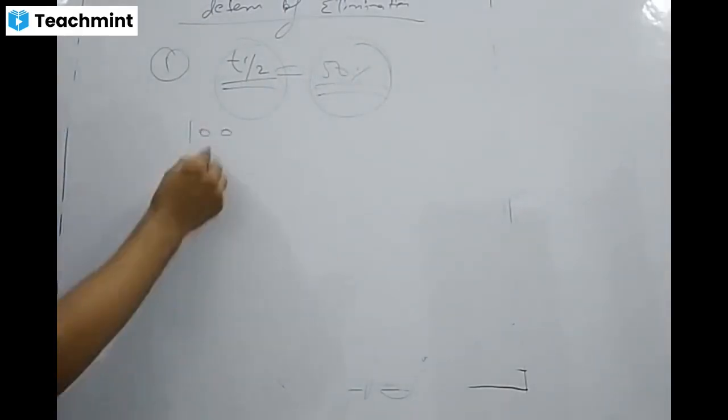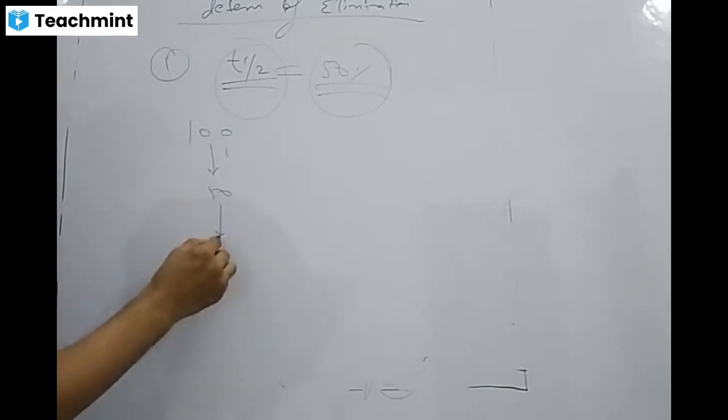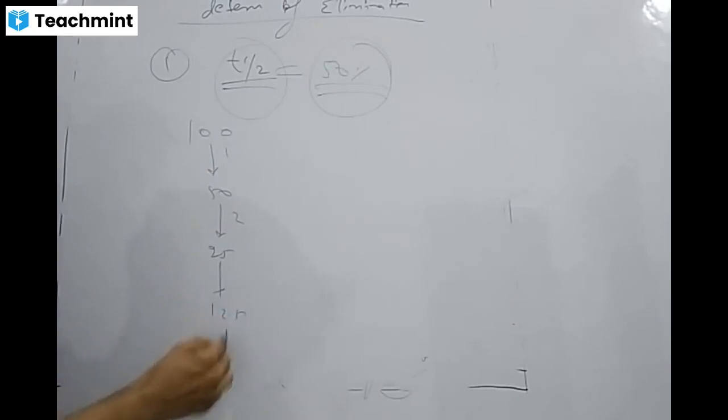Suppose initially the concentration is 100. After the first T half, it will become 50. After 2 T half, 25, then 12.5, then 6.25, then 3 and so on. So in this way, after every half-life, the concentration keeps on decreasing by 50%. So this is the T half.